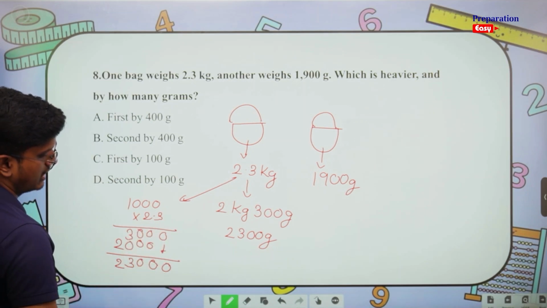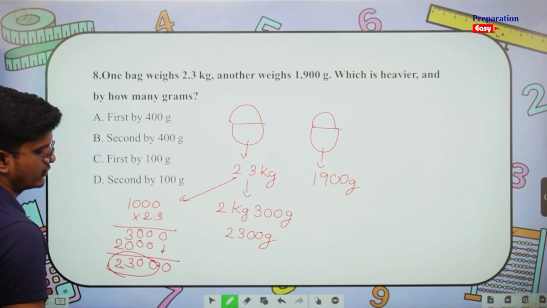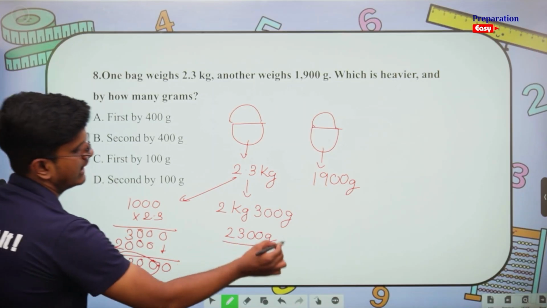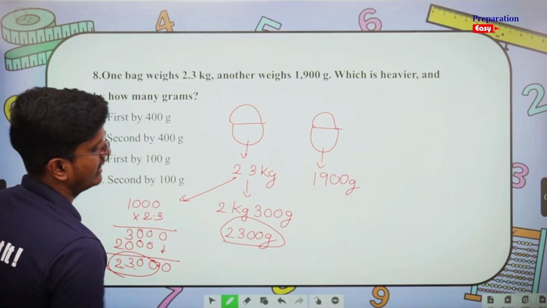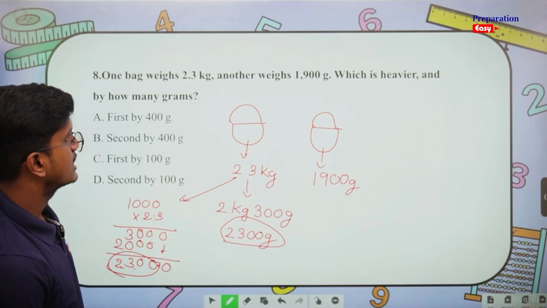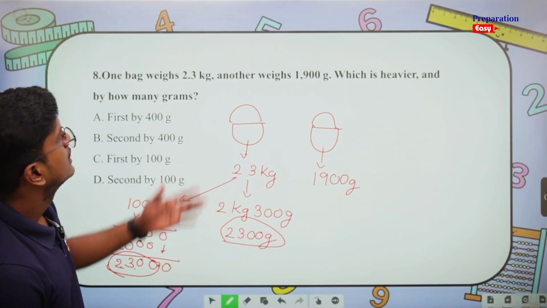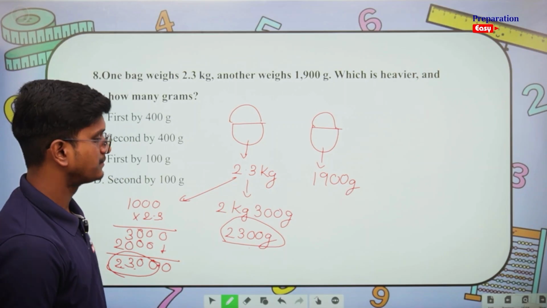So we have one decimal after the 0. If we don't consider this 0, it's okay. It's 2300. So how much are we getting? It's 2300 grams. We have one bag weighing 2300 grams and another bag weighing 1900 grams. And they have asked which is heavier and by how many grams.